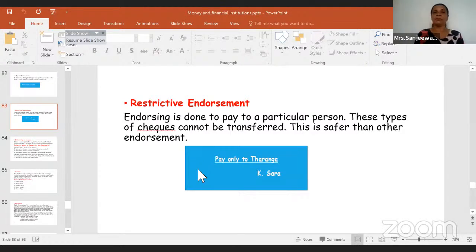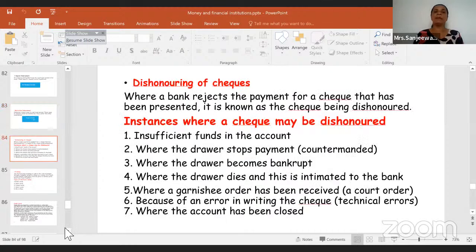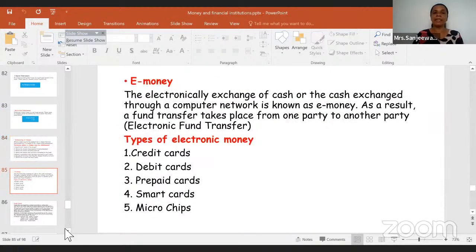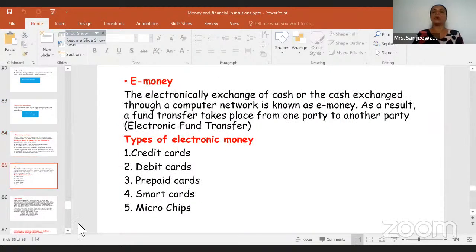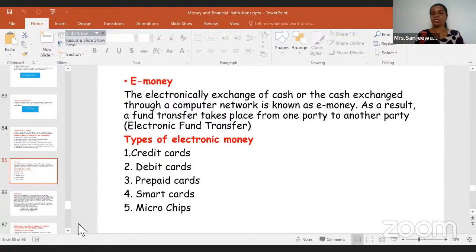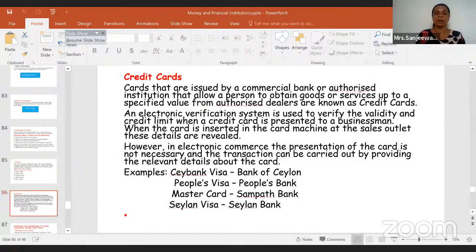Then children, e-money. So what do you mean by e-money? Electronic money, okay? If you exchange cash electronically through a computer network, that's e-money. So what are the types of e-money? Credit cards, debit cards, prepaid cards, smart cards, microchips, those are types of electronic money, right? Credit cards, of course, you know now. That's the most popular card now.